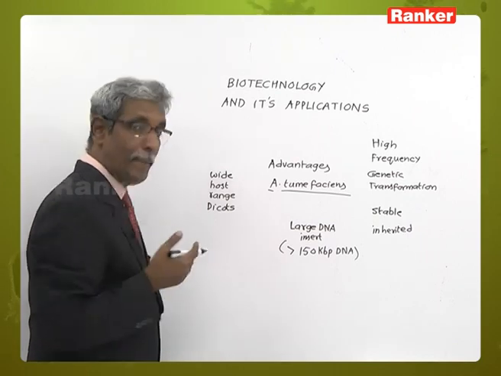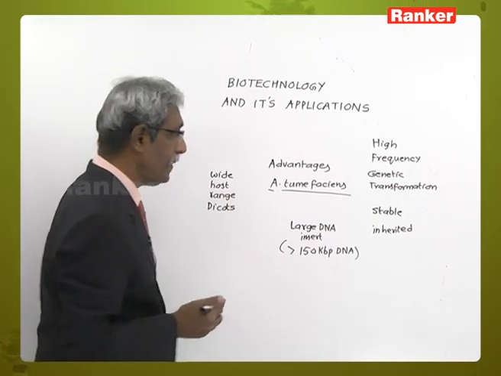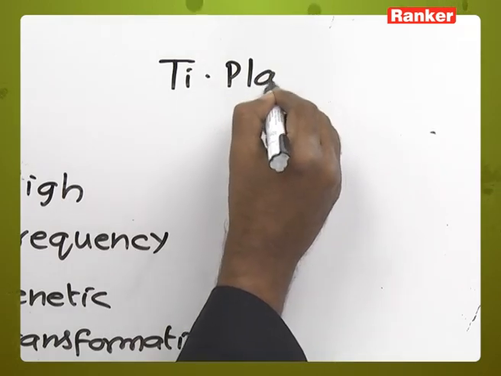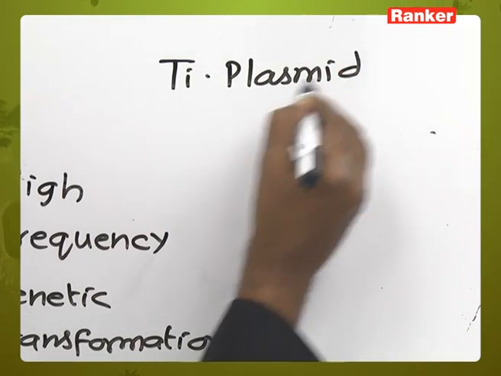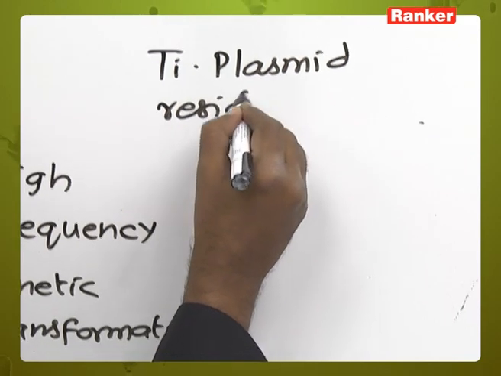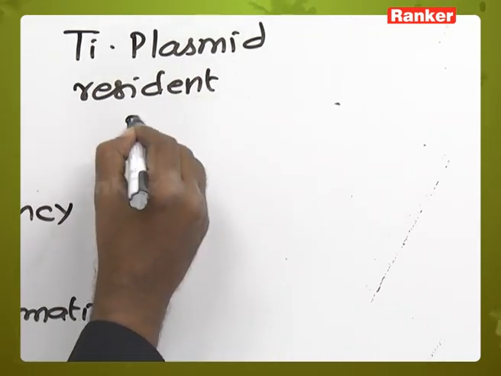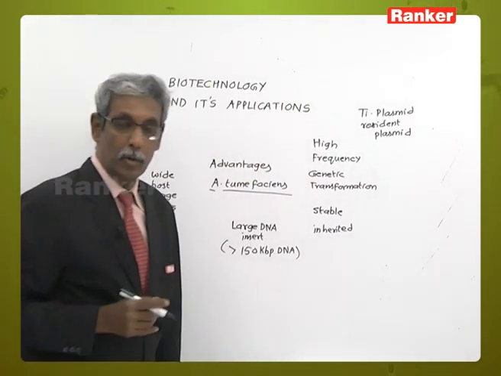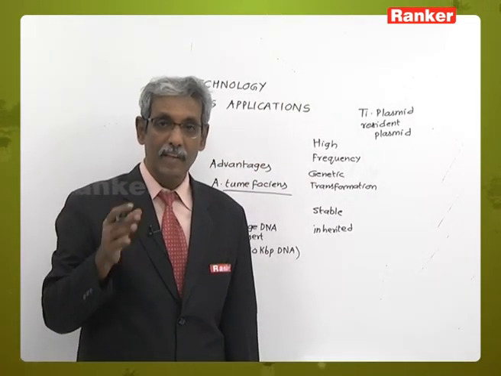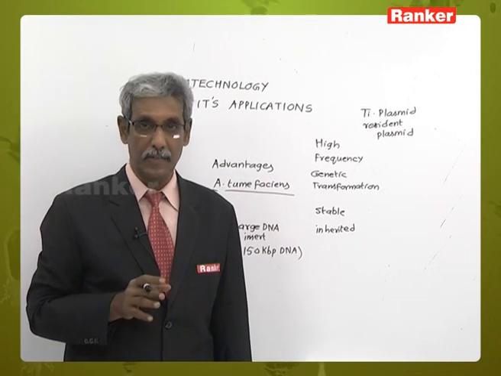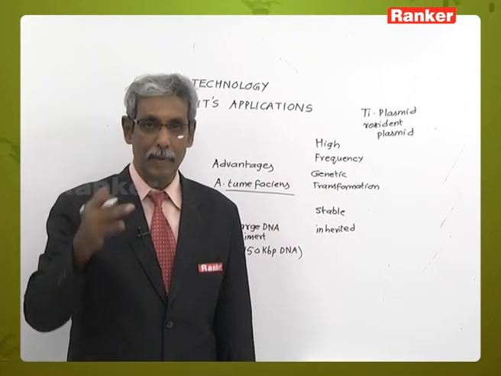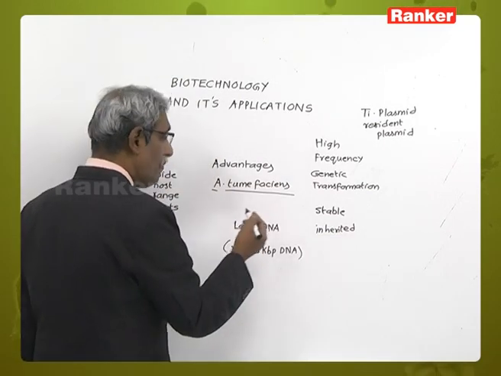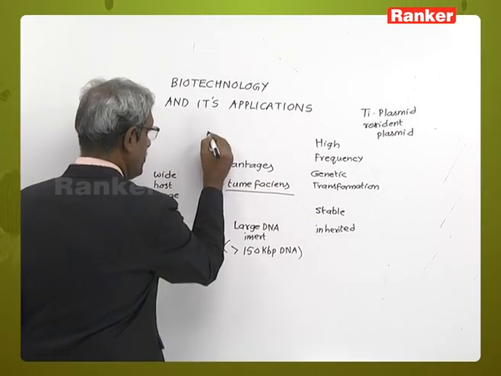And the TI plasmid is a very important plasmid, and it is a resident plasmid. It is termed a resident plasmid, that is, the tumor inducing plasmid is always associated with Agrobacterium tumefaciens. The plasmid is always piggybacking on Agrobacterium tumefaciens, and the method of transfer is termed natural gene transfer.